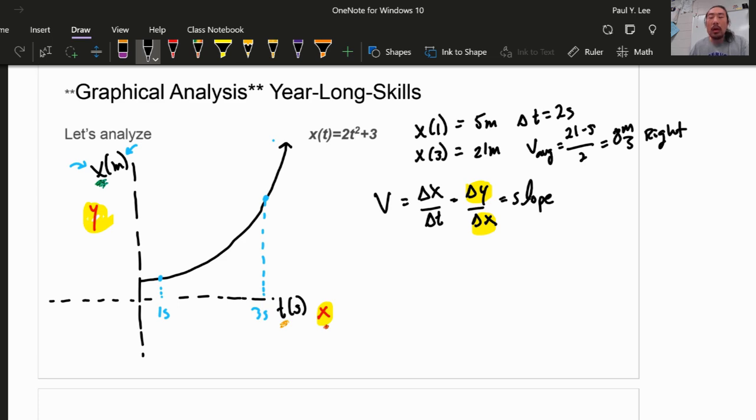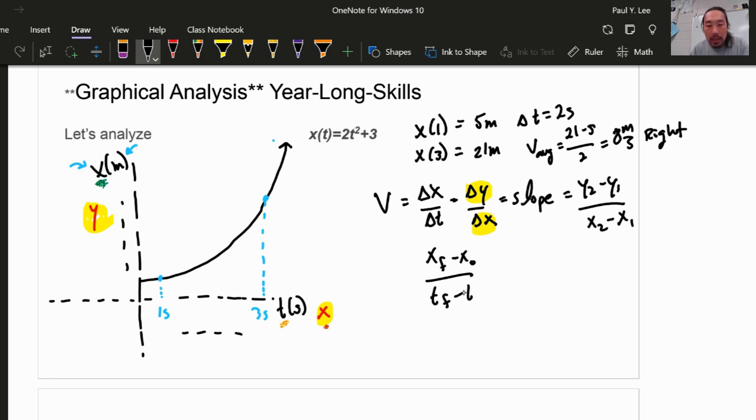Whoa. Okay, so you might have heard your math teacher say this is your rise over your run. The change in y over the change in x, we have the slope formula of y2 minus y1 all over x2 minus x1, and that is the same as saying x final minus x initial over t final minus t initial.